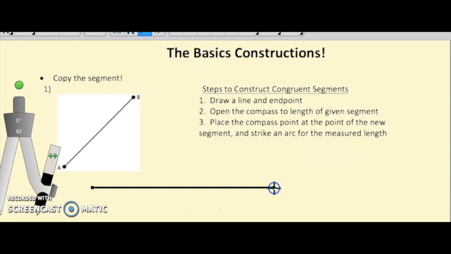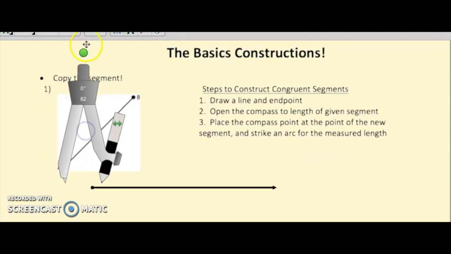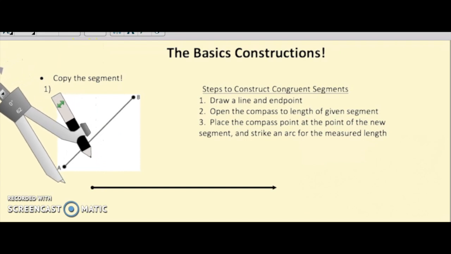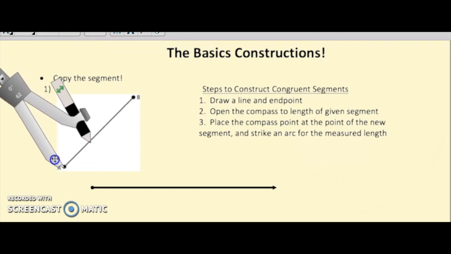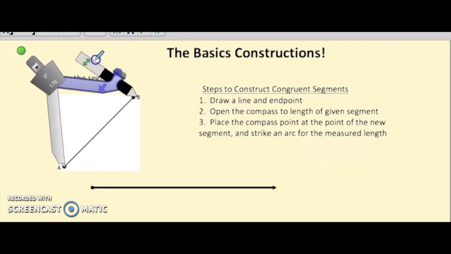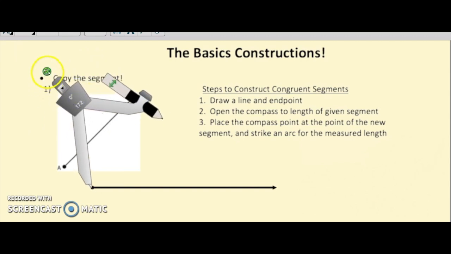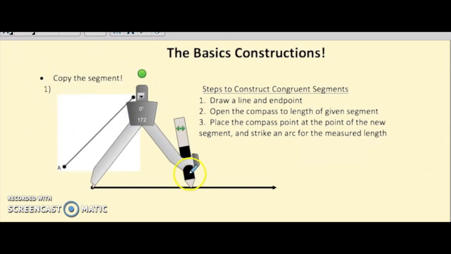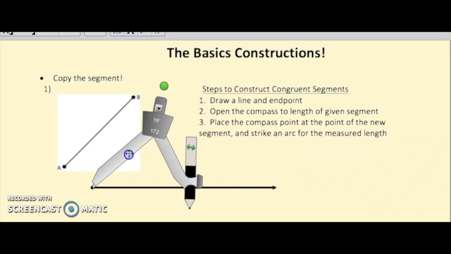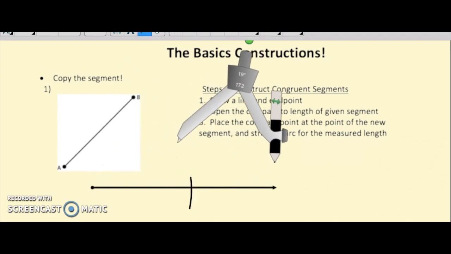Our first construction is constructing a copy of a segment. So we're going to start with a ray. I'm going to measure the segment that I'm given using my compass, putting my end point at one end and dragging the other end to the other end point. And then I'm going to drag that down to the end point of my ray and swing an arc that intersects the ray. That will give me a congruent length. So now I've got two congruent segments looking from endpoint to endpoint.